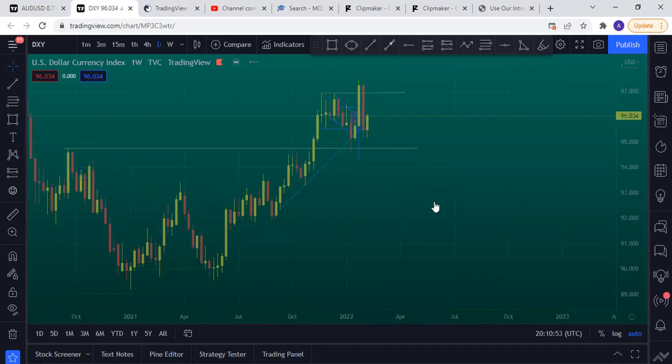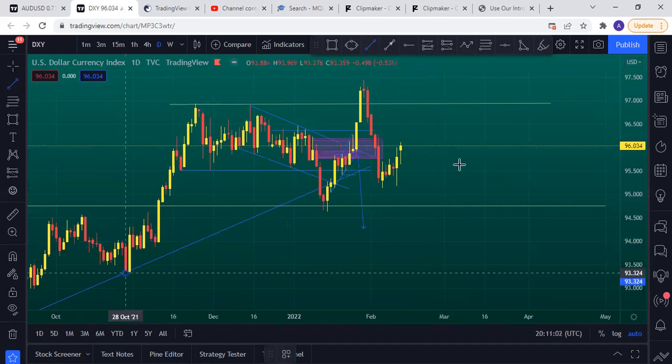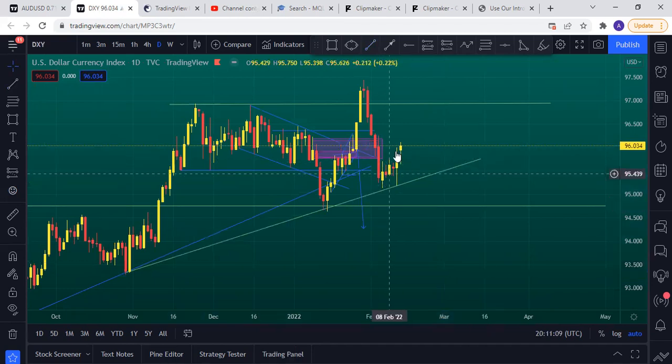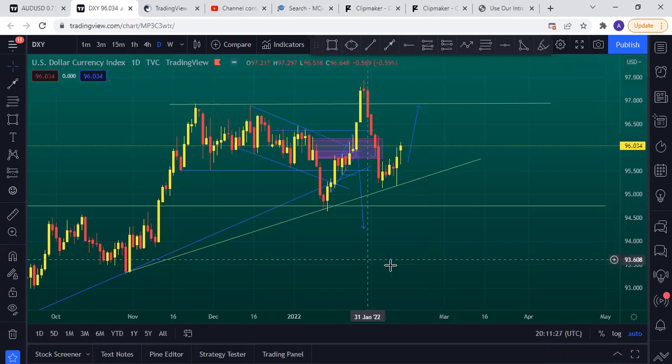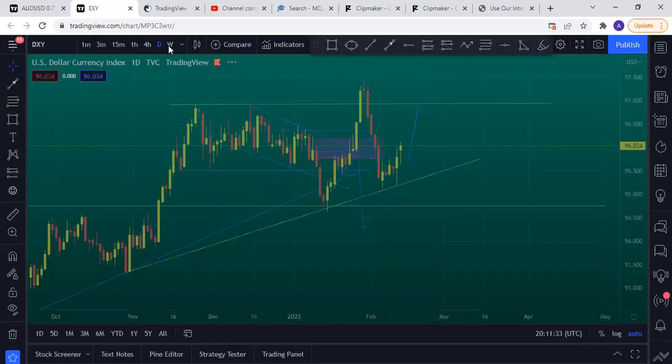Let me go to the daily. Let's see what the daily looks like. So we have that trend line, and where price is currently, I want to see some bullish movement that far. So on the DXY, we have some bullish expectation. I don't know if we should do EXY and see what the euro looks like.